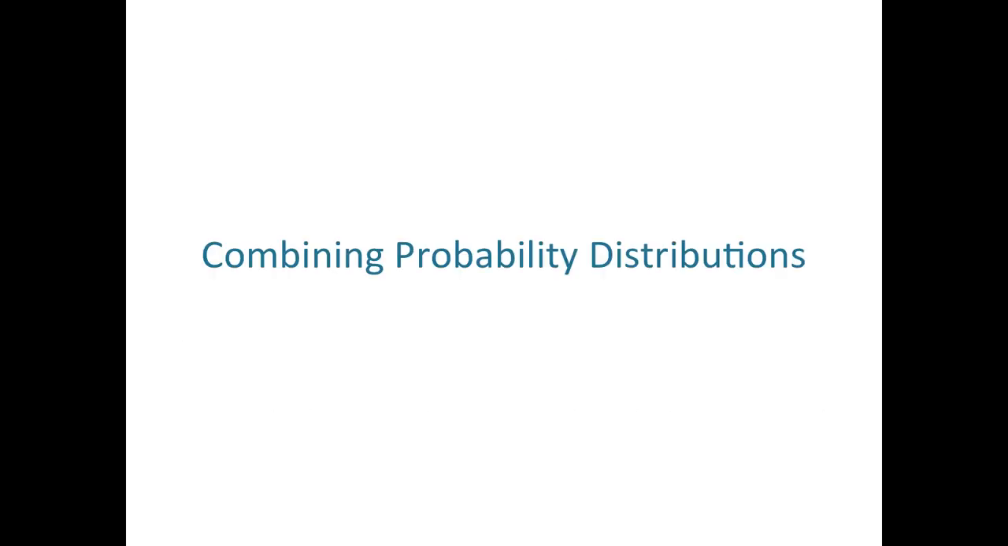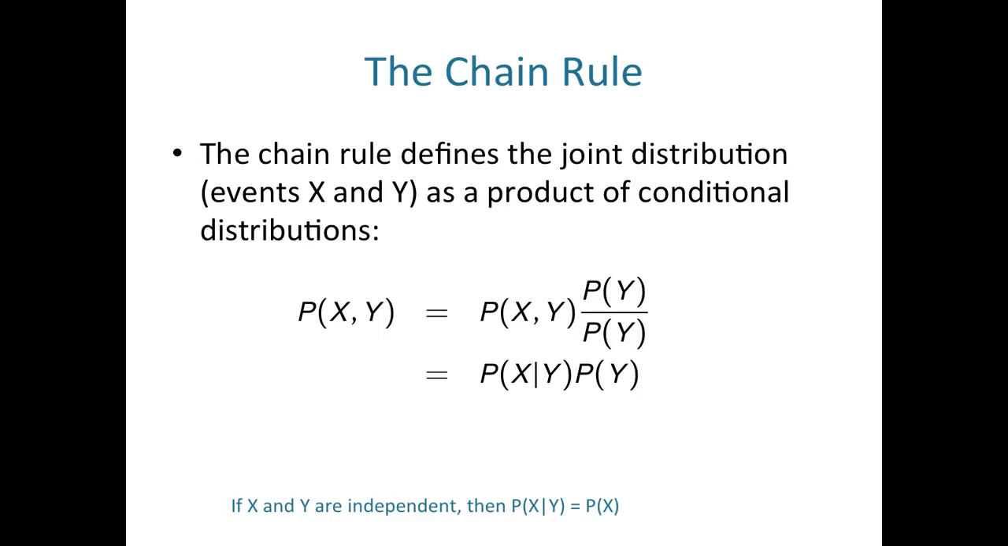We can even go beyond that. So far we've seen joint distributions and conditional distributions, but we can even combine them further. We're going to be looking at what we call the chain rule, and Bayes' rule, although Bayes' rule is something that we'll look at further in the following classes. But basically the chain rule defines the joint distribution of events x and y as a product of conditional distributions.